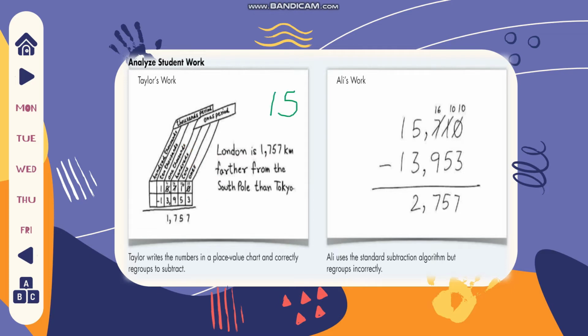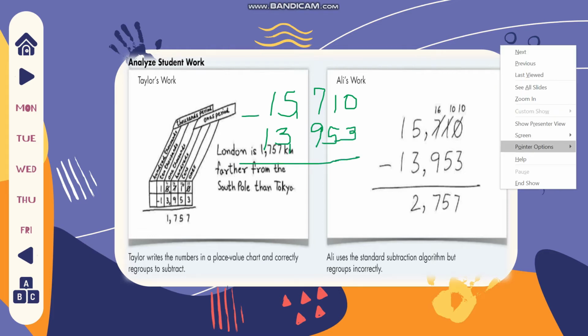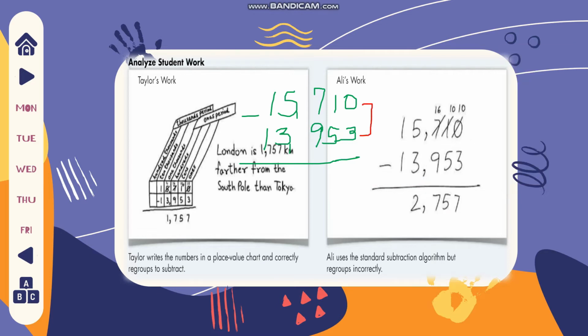So 15,710 minus 13,953. What we are going to do to subtract is to always start from the ones place. The ones place is 0 minus 3, so cannot be. We need to borrow from 1. 1 becomes 0, and this 0 becomes 10. So 10 minus 3 is 7, and 0 minus 5 cannot be.